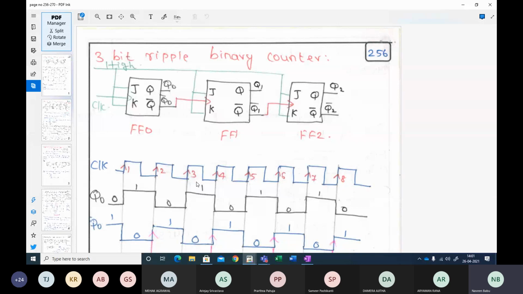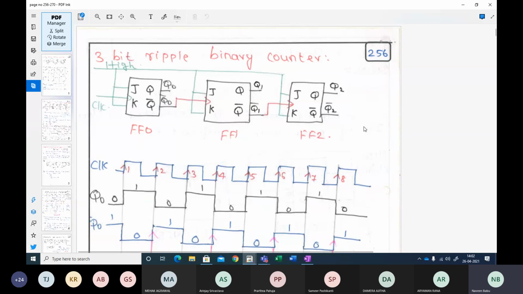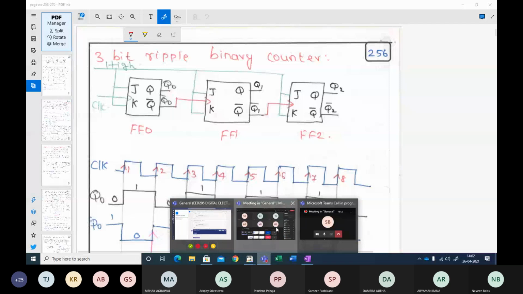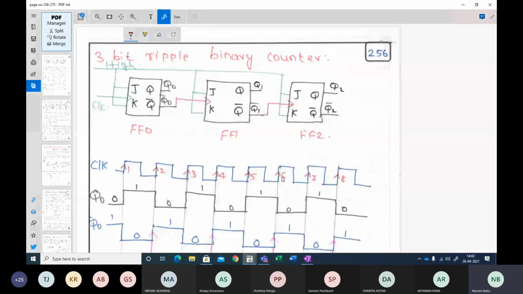Okay. All right. So what we were doing was counters, right? We were designing how to design a ripple counter.